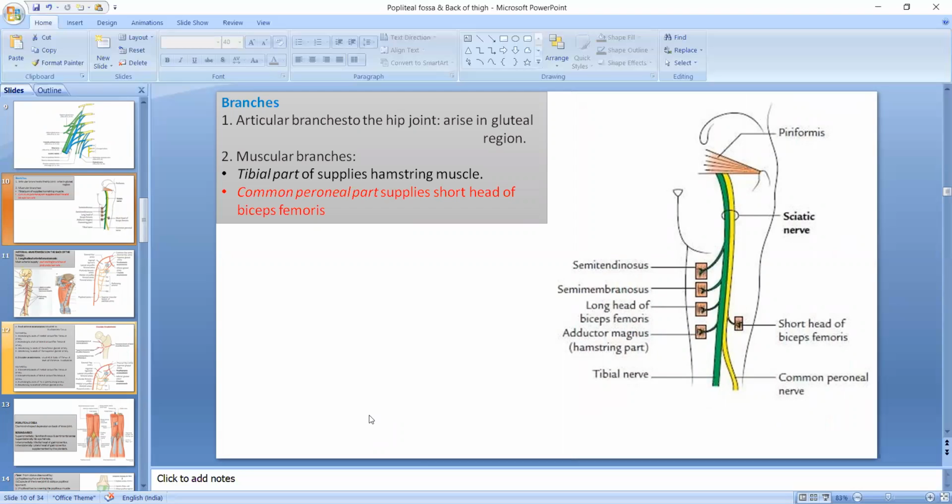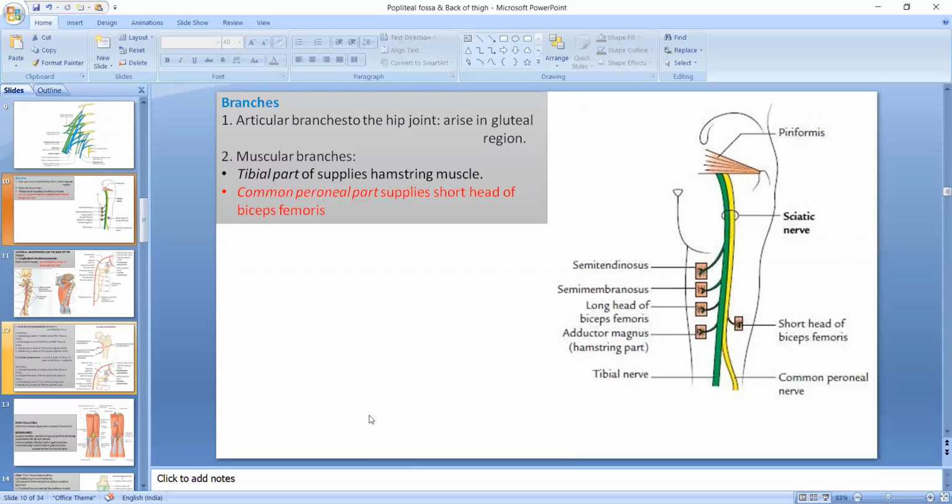So we can see here the articular branches of the hip joint that arise in the gluteal region, and muscular branches, tibial part and common peroneal part. The tibial part supplies the hamstring muscle, and the common peroneal part supplies the short head of the biceps femoris.